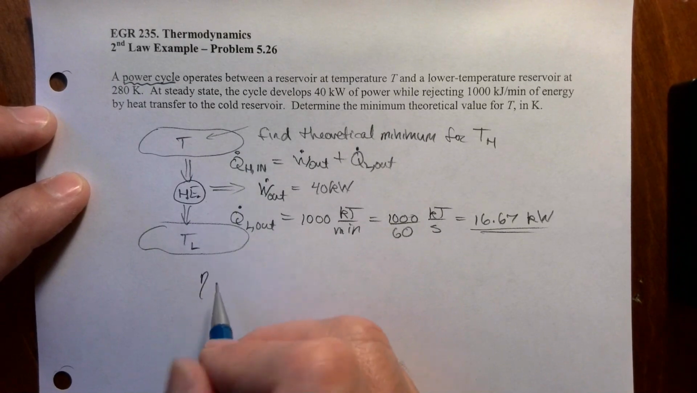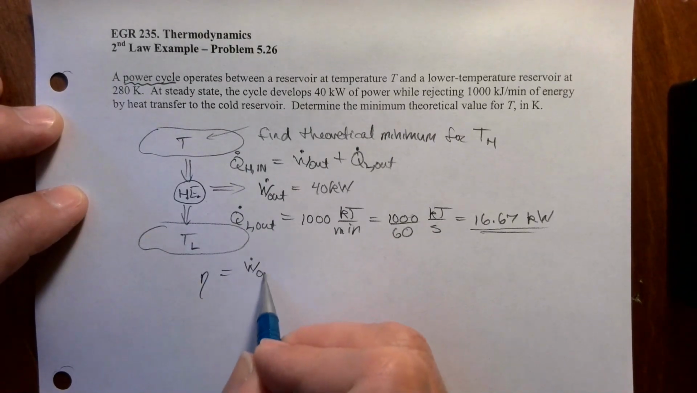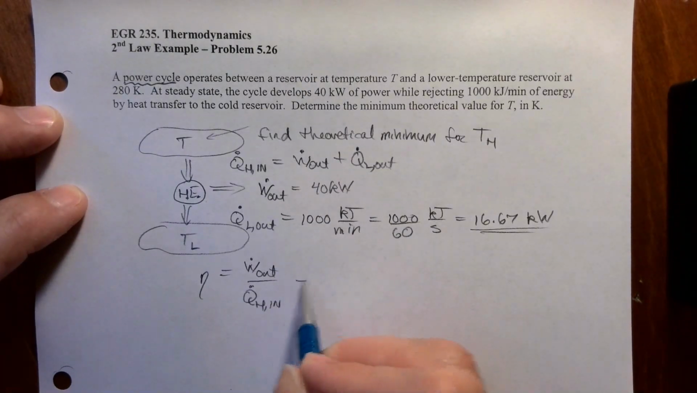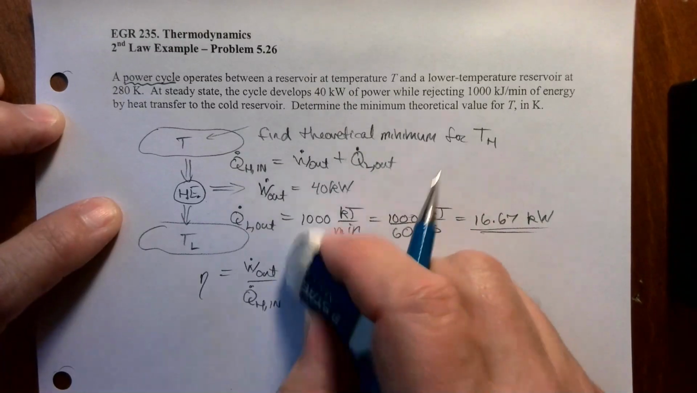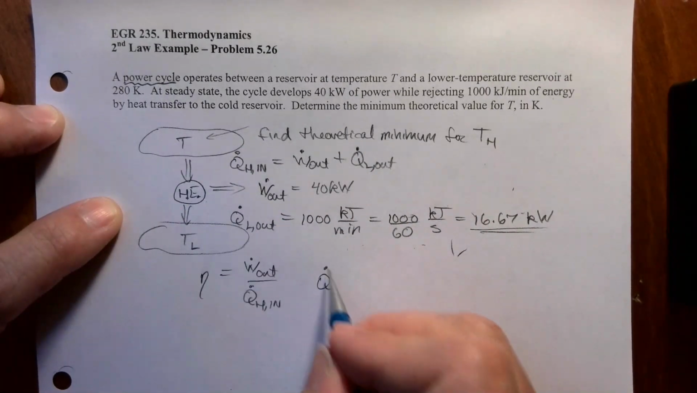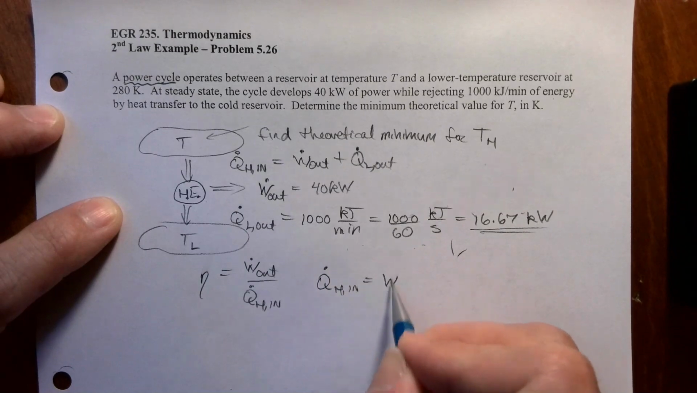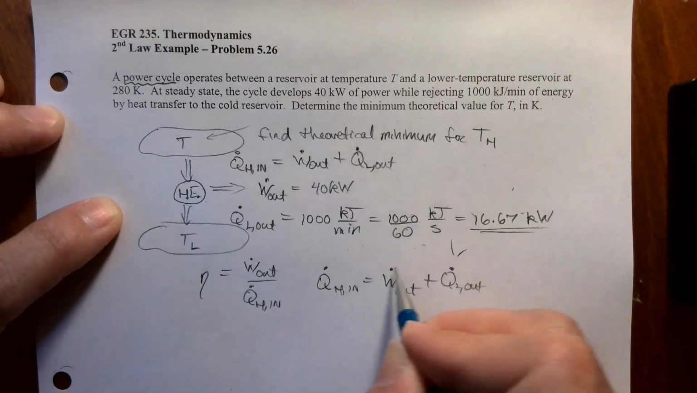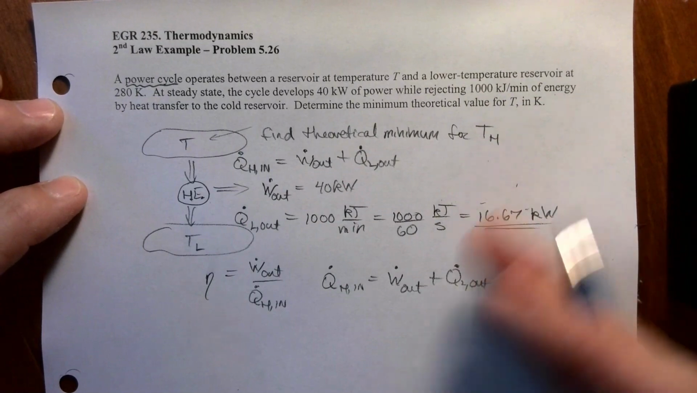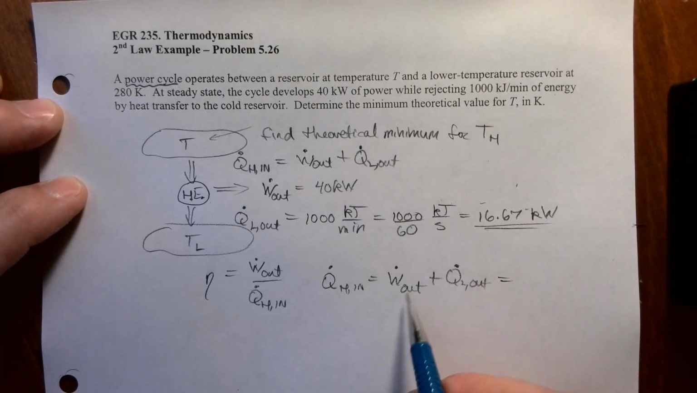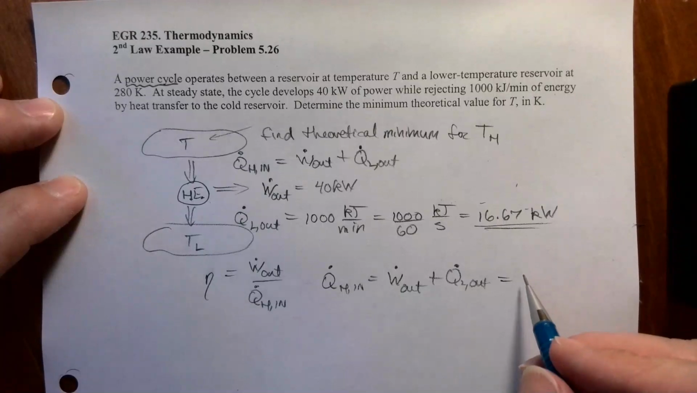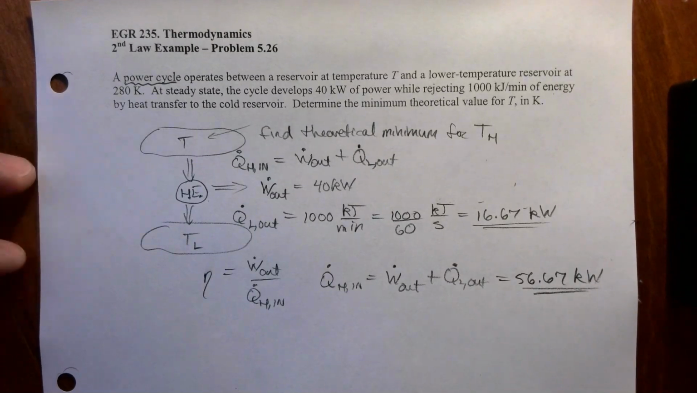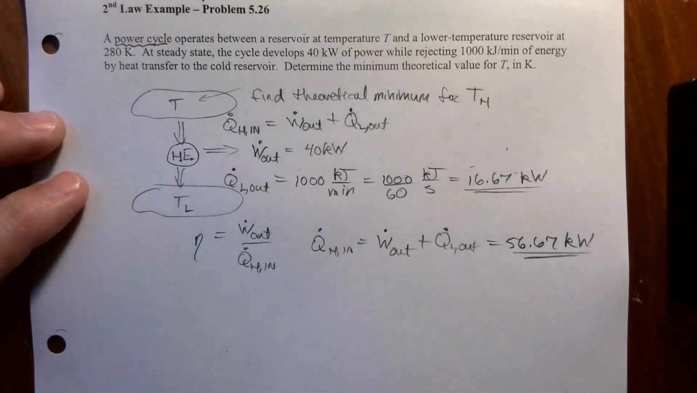Okay, let's write down the equations we're going to use to analyze this. The thermal efficiency is W dot out, the desired output, over QHN, the required input. And we already wrote down our energy balance: QHN is equal to W dot out plus QL out. We could compute what this is equal to: 40 plus 16.67, so this is 56.67 kilowatts that must be what's coming in.